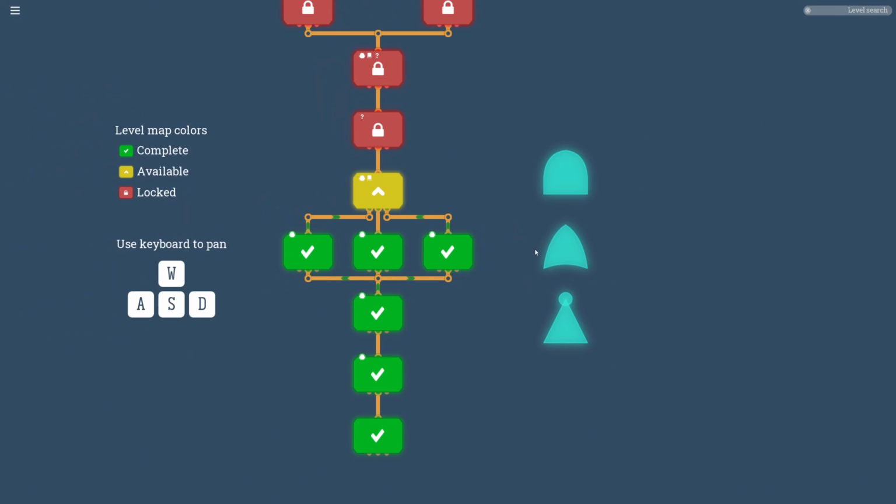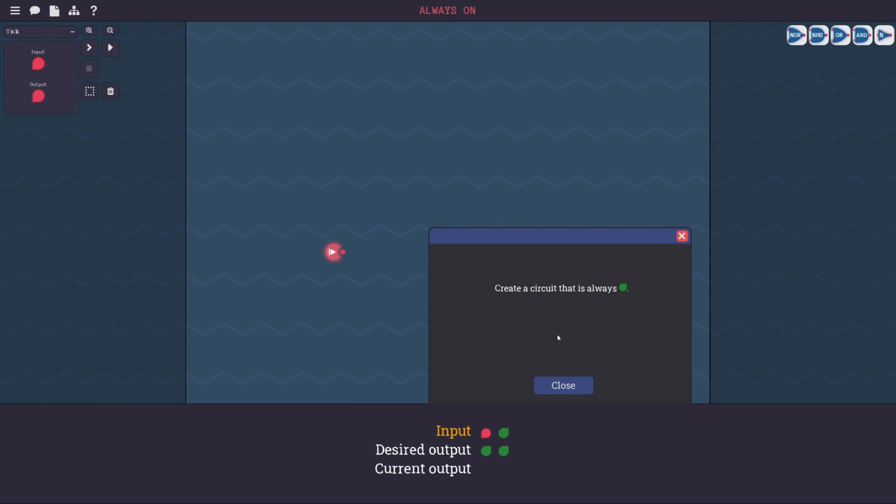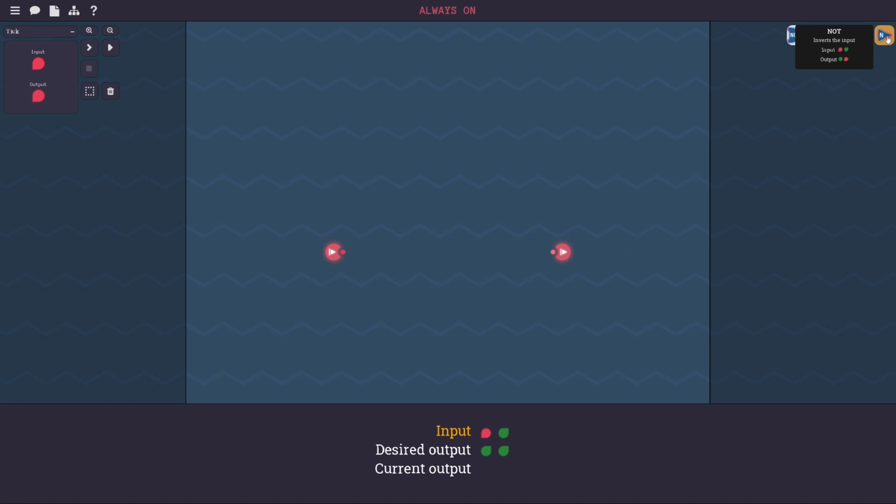All right, so now it's probably going to have us use all three of those. Create a circuit that is always high. Interesting. I like the abstract objectives that it gives us here. So it needs to always be high. Okay, so this should be pretty straightforward. What it wants is if the input is red or if it's green, we want it to be green.